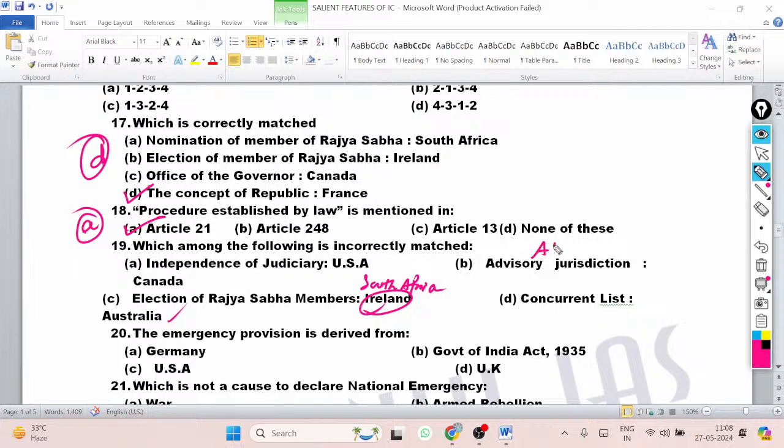Advisory jurisdiction is provided under Article 143, that is the exclusive jurisdiction of the Supreme Court, under which the President can seek advice of the Supreme Court on various issues, and independent judiciary is provided under various provisions. So that is borrowed from USA. And concurrent list is a common list between central and states. It's correct, but election of Rajya Sabha members, which is provided under Article 80, is not borrowed from Ireland, but rather from South Africa. So answer will be C.